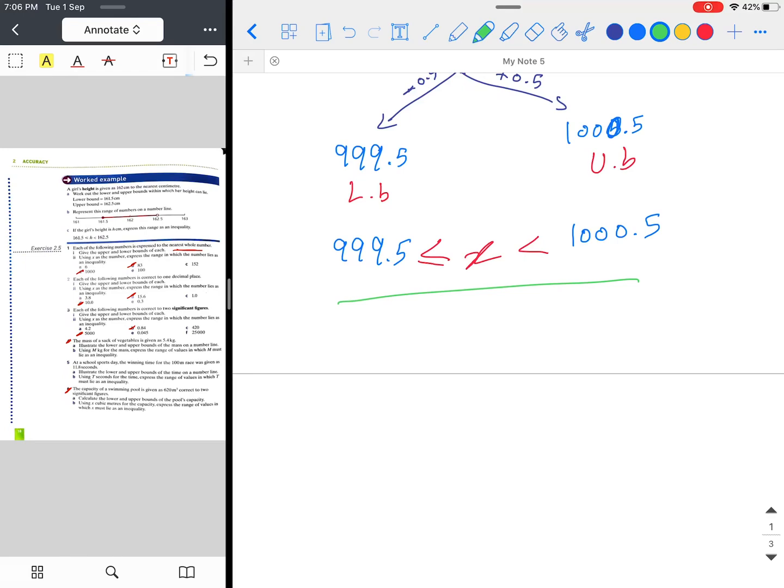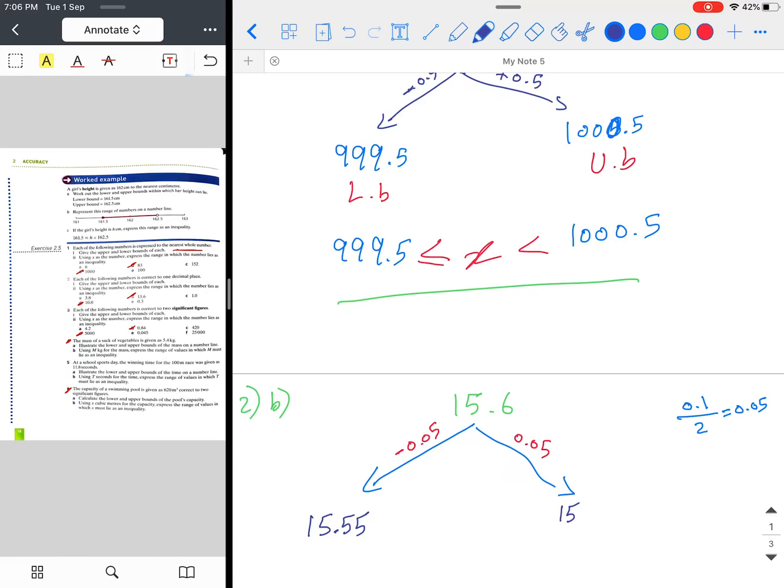In question number 2, he said it's corrected, or rounded, to 1 decimal place. In letter B, we have 15.6. What is the smallest unit value in 1 decimal place? It's 0.1. I will divide this 0.1 by 2, so I will get 0.05. Subtract 0.05 here and add 0.05 here. So it will be 15.55, this is the lower bound, and here it will be 15.65.